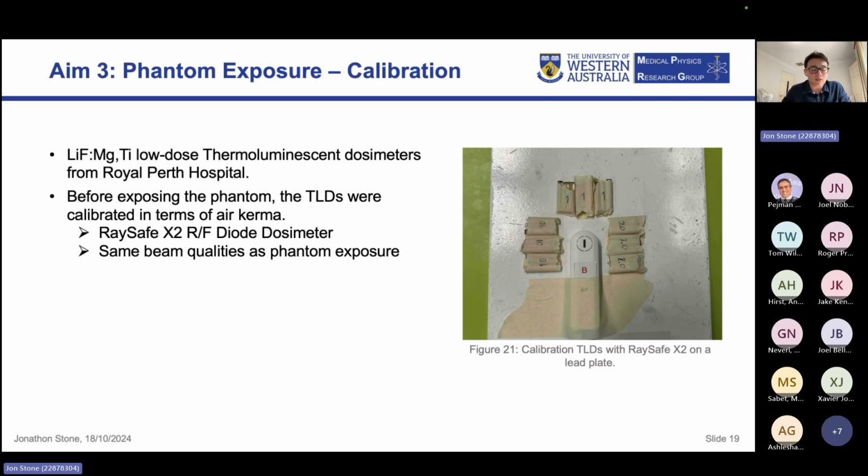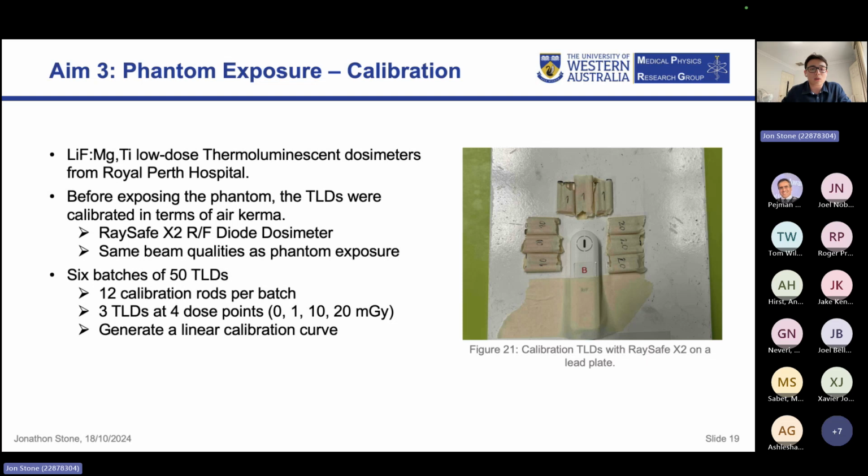qualities as the phantom. So altogether, we had 6 batches of 50 TLDs, where from each batch, we needed 12 calibration rods. Out of those 12 calibration rods, it was 3 TLDs at 4 different dose points. For example, for our exposure, we used 0, 1, 10, and 20 milligray for our dose points. These were used to generate a linear calibration curve. Here's an image of us calibrating the TLDs. We can see one here was the 1 milligray TLDs and the 10 and the 20. These are from 3 different batches.